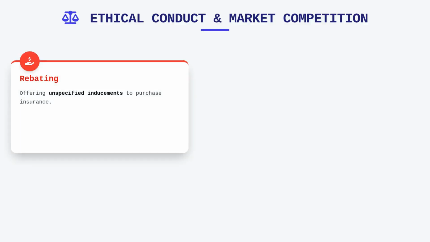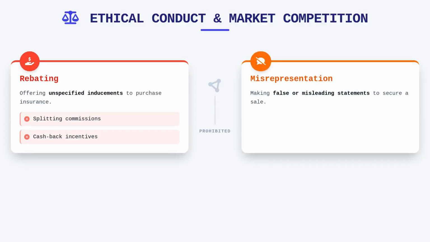Ethical conduct also dictates strict boundaries regarding how you compete in the marketplace, which brings us to prohibited practices like rebating and misrepresentation. In California, rebating involves offering an applicant an inducement to purchase insurance that is not explicitly specified in the insurance contract, such as splitting your commission with them or offering cashback incentives. Misrepresentation occurs when you make false or misleading statements about a policy's terms, benefits, or the financial condition of an insurer to secure a sale.